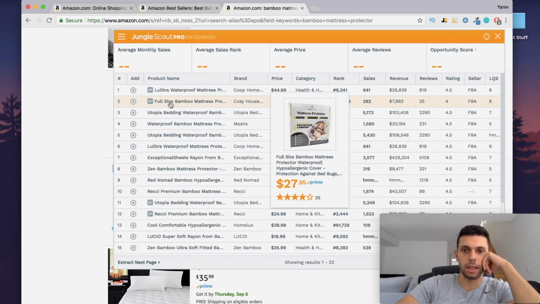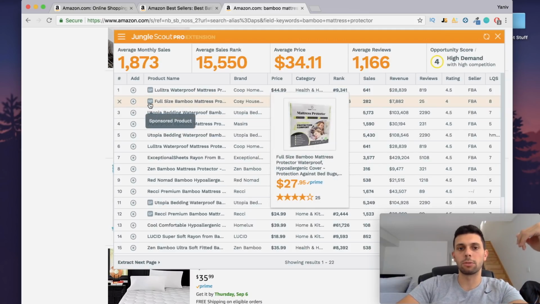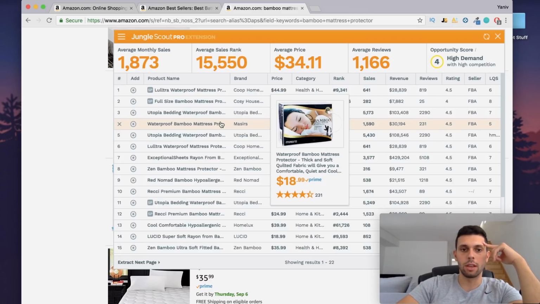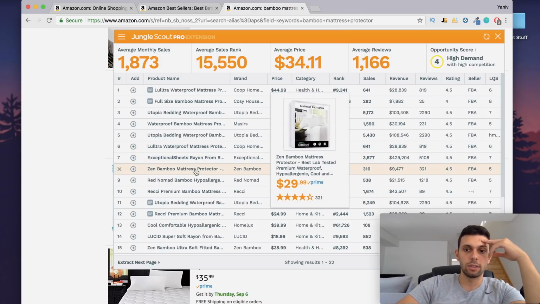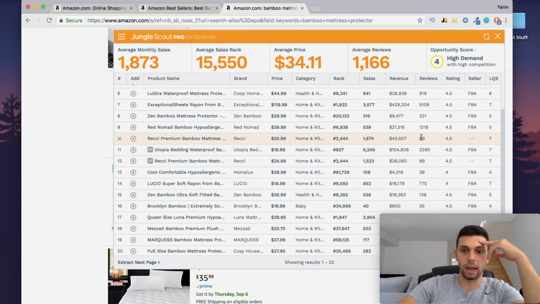So this guy's making 8,000, but I guess he's probably spending a lot of money on sponsored products. Like here you see SP means sponsored product, meaning he's paying to show his ads on the page. Under this specific keyword, bamboo mattress protectors, he's paying for it. So that's why he's showing up there. Now, what is different about this one, and why is this guy making a ton of money for only 90 reviews? Oh, okay, it's the same guy.